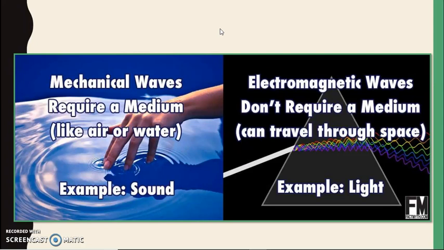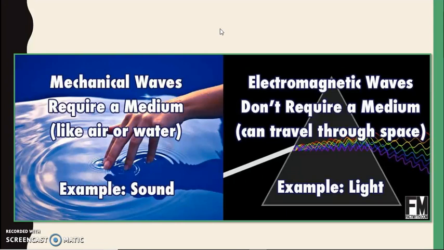So a mechanical wave, the only difference is that they require a medium. Mechanical waves have to have a medium to travel through. So if you've taken an art class, a medium simply just means something that's already there that it's moving through. So mechanical waves have to have air molecules or water molecules or something like that to travel through. They cannot travel through empty space.